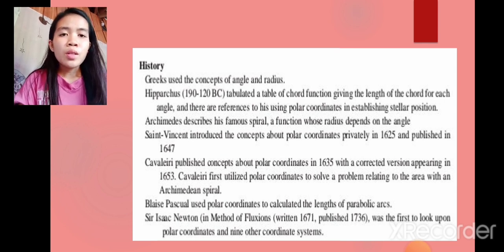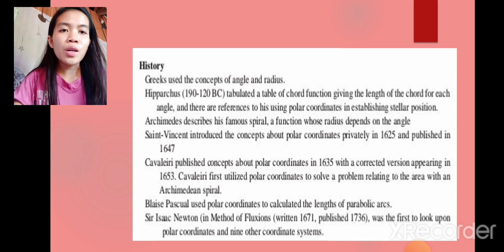Hipparchus, from 190 to 120 BC, or before Christ, tabulated a table of chord functions giving the length of the chord of each angle, and there are references to his using polar coordinates to establish stellar positions.